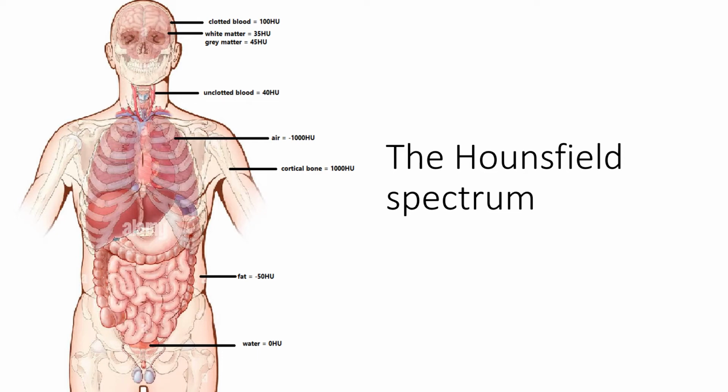Unclotted blood sits around 40 Hounsfield units, which is close to the density of grey and white matter. However, clotted blood is more dense, around 100 Hounsfield units. This is due to the high concentration of hemoglobin and expulsion of plasma.